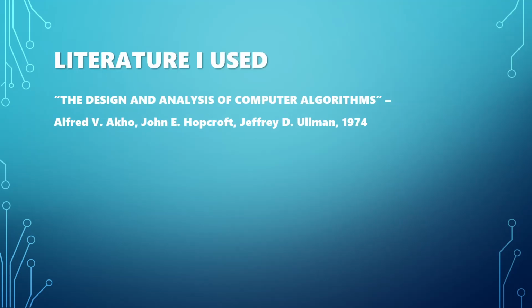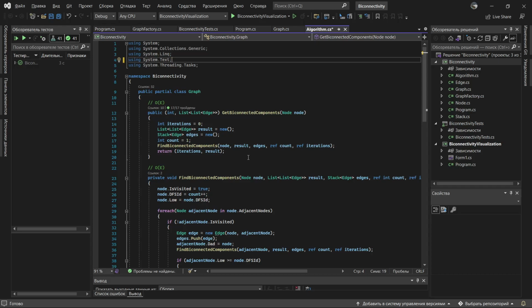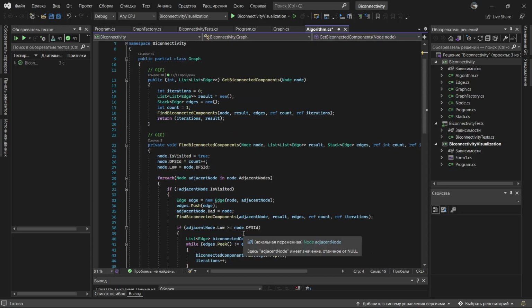Here's the literature I used: The Design and Analysis of Computer Algorithms. It's a classic book by Alfred Aho, John Hopcroft and Jeffrey Ullman. I highly, highly recommend that you read this book. And here's the algorithm itself. It's written in C#, my favorite language.